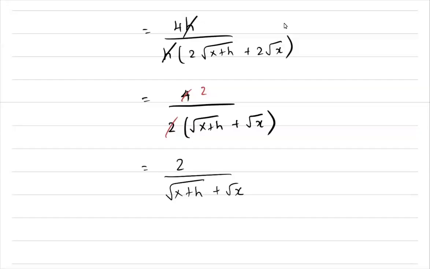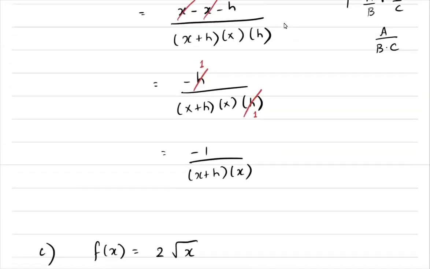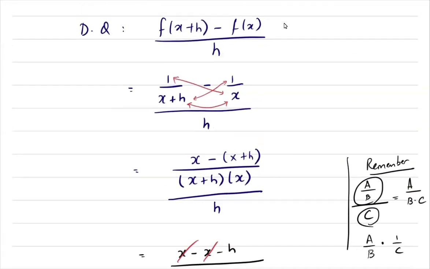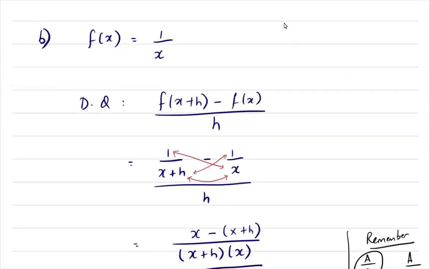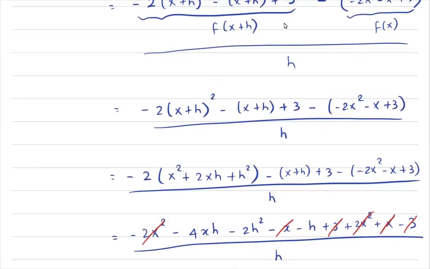So remember, whenever your function has a radical, you will multiply and divide by the conjugate. And when you have a fraction, you will make sure that you combine it into a single fraction. And if you have a polynomial, it's pretty straightforward.